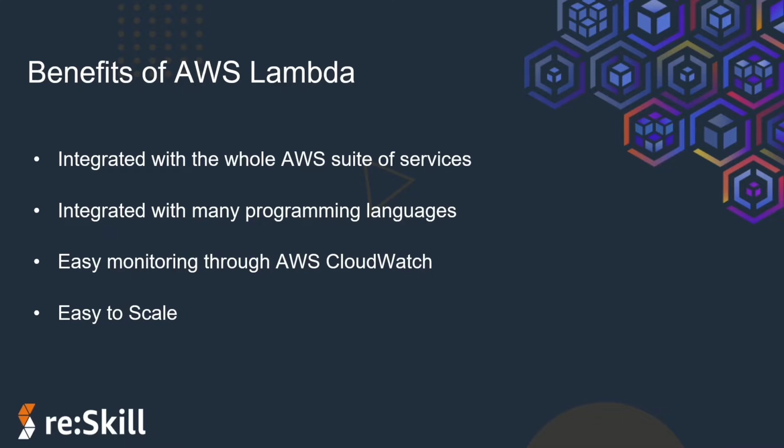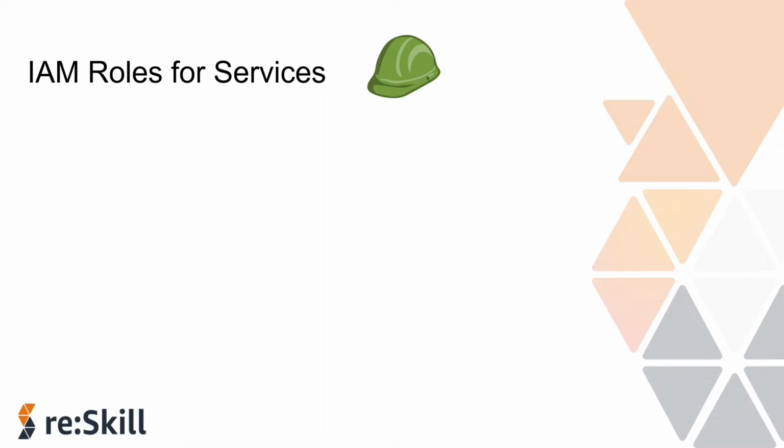Now let us see some of the benefits of using Lambda functions. As Lambda is a very popular service, it is well integrated with the whole AWS suite of services. Also, it has integration with many programming languages. And we can easily monitor our Lambda functions through AWS CloudWatch. And also, it is very easy to scale. Okay, so as we have seen the benefits of Lambda functions, now let's get to another offering, that is IAM role for services.